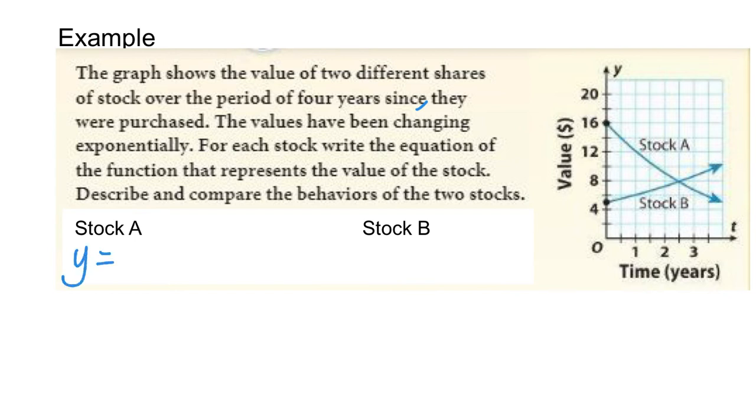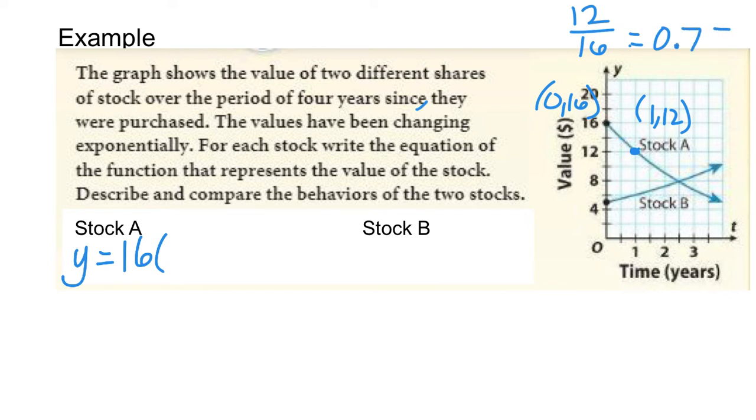we see that it starts at 16. And then we need to look at how that's changing from that point to the very next point at 1. I'm going to use this point right here at 1. And we see that it goes from being at 0, 16 to being at 1, 12. And so we'll divide 12 by 16 to get our factor there, which is 0.75. So 0.75 goes here, and my x goes up here.